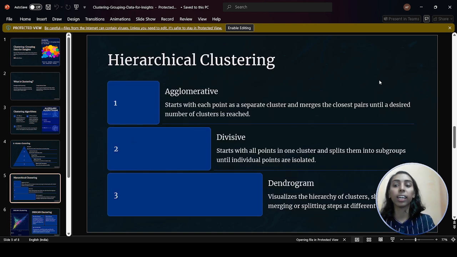Then we have hierarchical clustering. First, we have agglomerative, which starts with each point as a separate cluster and merges the closest pairs until the desired number of clusters is reached. Second, it is divisive. It starts with all points in one cluster and splits them into subgroups until individual points are isolated. Then we have the dendrogram. It visualizes the hierarchy of clusters, showing the merging or splitting steps at different levels.